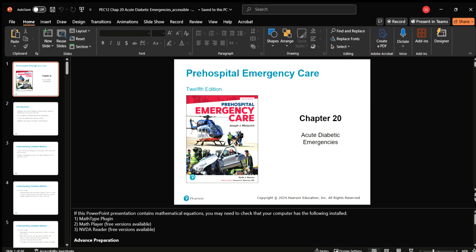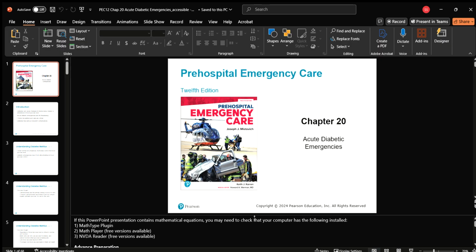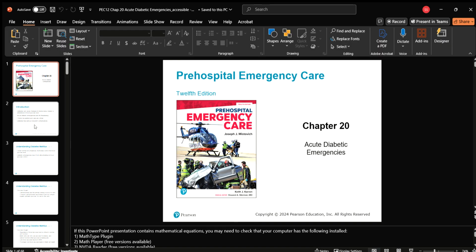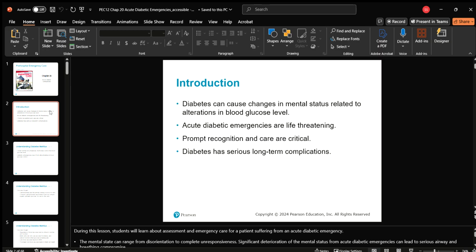But the reason I bring that up is because diabetes is such a common problem today that you are likely to get a scenario involving this. You need to know everything there is to know about it. All right, so what is diabetes?